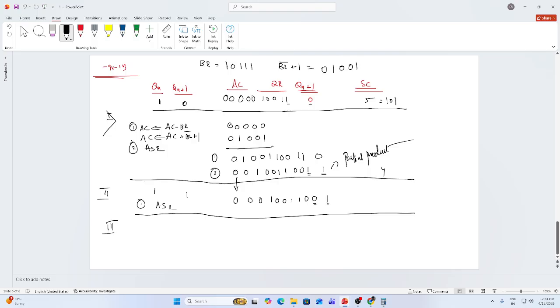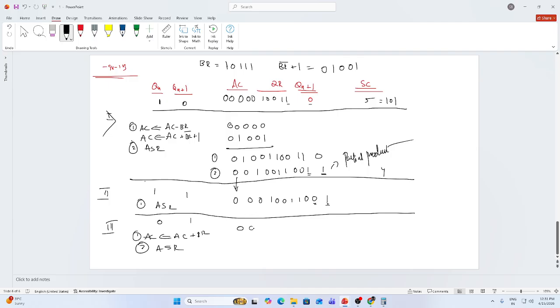these two bits, 0 1. So these two bits are 0 1. So in this case I need to do addition and shift, right? So AC plus BR and the result is stored in AC, and the second step is arithmetic shift right, right? So just do the addition.